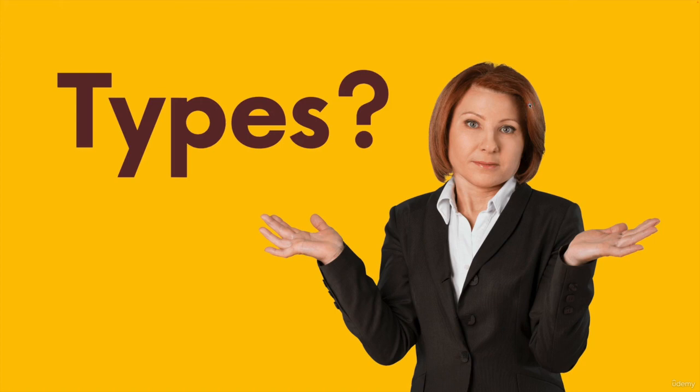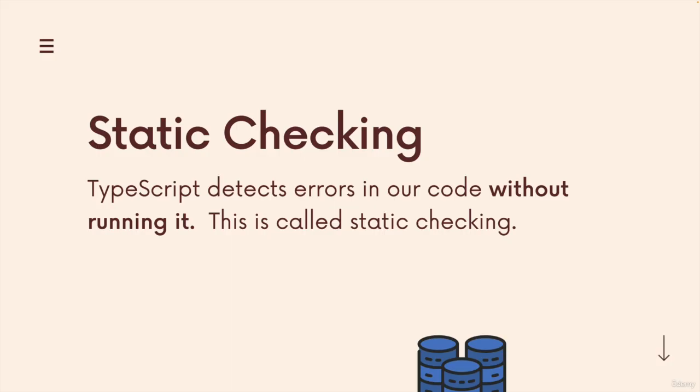So we established that TypeScript is JavaScript with a type system, but let's talk more about what that type system is or what that actually means. TypeScript performs something called static checking, which is a feature of a lot of programming languages. It basically means that it's going to look to detect any errors in our code without running it. It doesn't actually execute our code. That is the job of JavaScript.